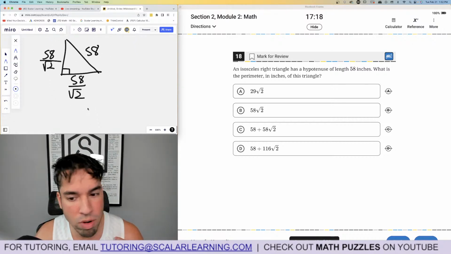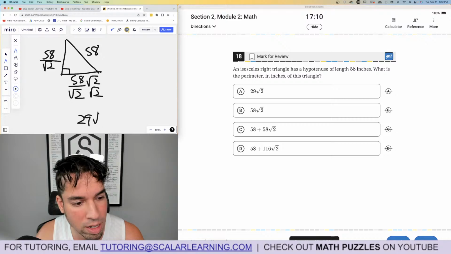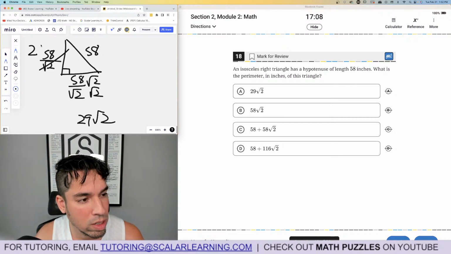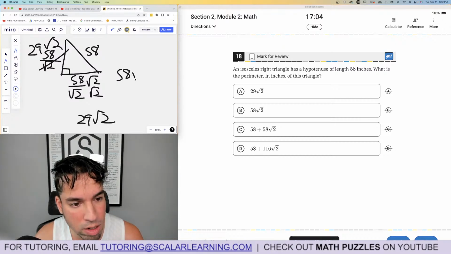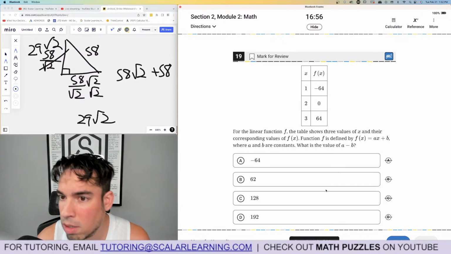So if we want these three side lengths, and if we want the perimeter, let's see. And then let's rationalize this because that's what they did. So each of these sides would be 58 rad 2 over 2, which is 29 rad 2. So then we add this up. 29 rad 2 plus 29 rad 2 is 58 rad 2 plus that lonesome 58. Doesn't have a radical, so we can't combine it. 58 rad 2 plus 58. C is the winner. Done.